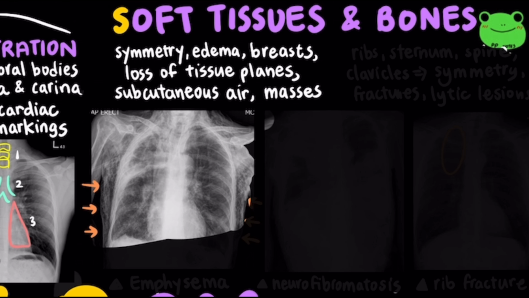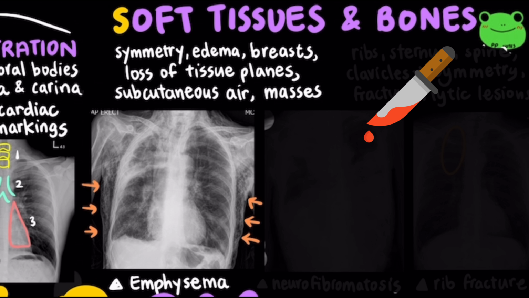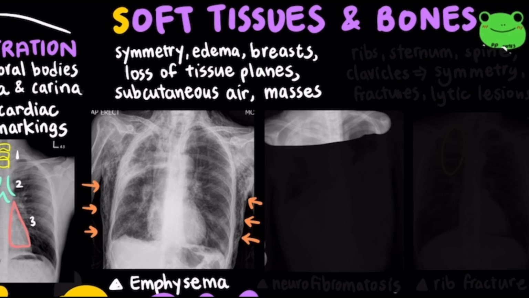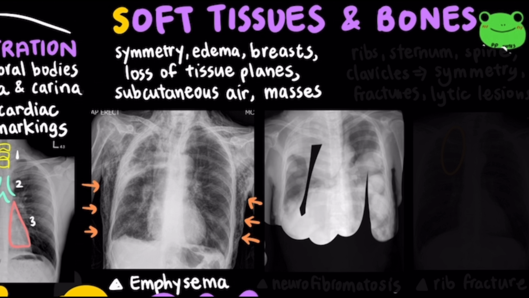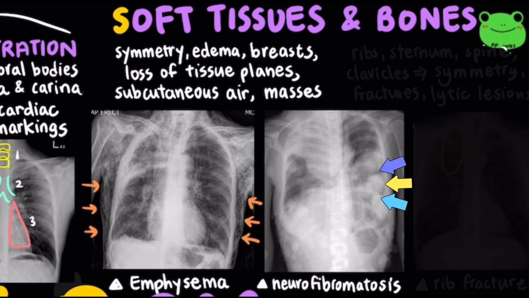If you notice streaky or bubbly dark areas in the soft tissues, especially around the neck or chest wall, that could be subcutaneous air. This usually means subcutaneous emphysema, which is when air leaks into the layer just under the skin. It often indicates trauma or air leak, like from a pneumothorax or ruptured airway. If you notice a rounded opacity in the chest wall or neck, think about benign tumors like lipomas or neurofibromas. In neurofibromatosis, you might see multiple soft tissue masses along the nerve pathways.